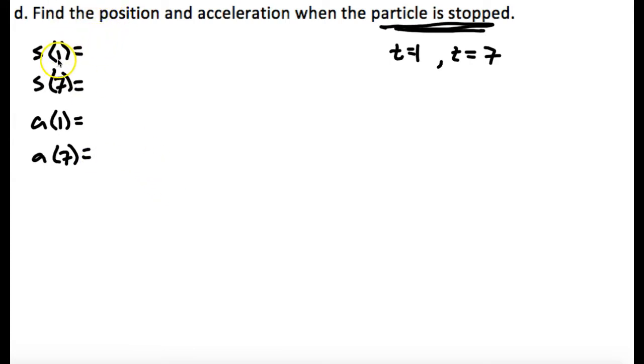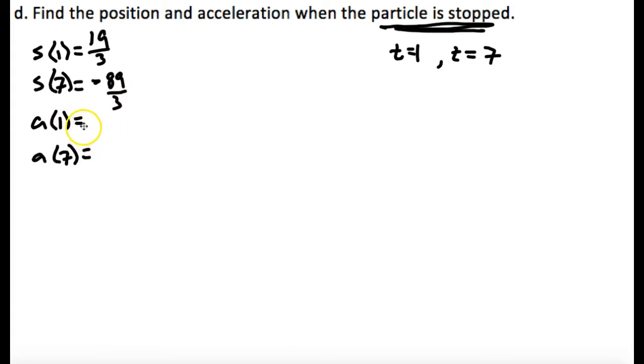So if we plug 1 into my position function, I won't bore you with the calculations. I think we just get 19/3. And if I plug 7 into my position function, I think we get negative 89/3. Okay, so this is saying after 1 second, the particle is about 6.33 units to the right of the origin, but after 7 seconds, it's almost negative 30 units to the left of the origin. Okay, that's what these two things are saying.